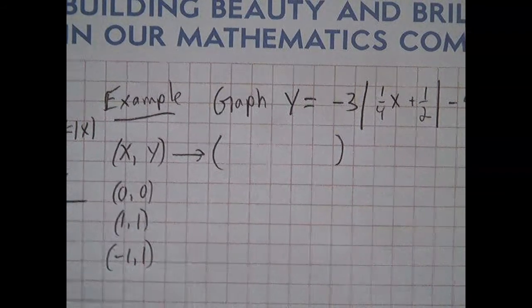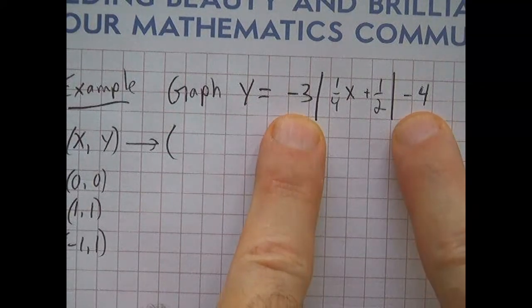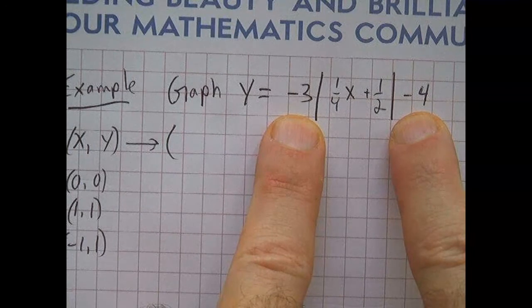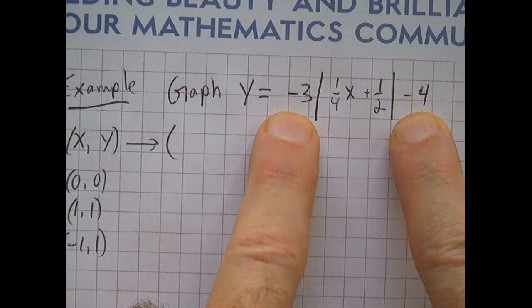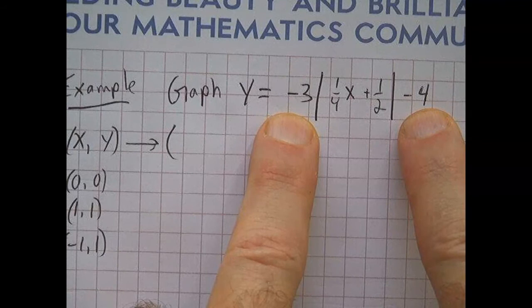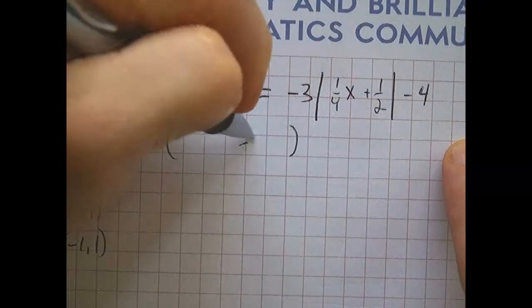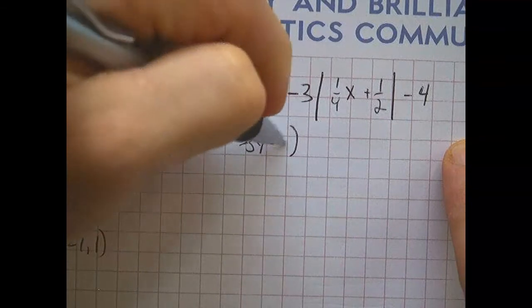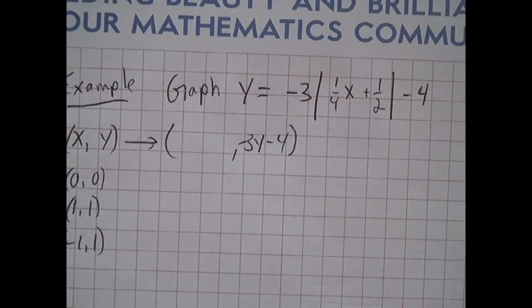All right, so the outer function is the y's. The outer function is the stuff on the outside of the absolute value. So it's pretty simple because it's direct. We can just pretty much write it down. It's just negative 3y minus 4. That's all, because this is the y, this is the outer function. So this is negative 3y minus 4. Pretty simple, right?